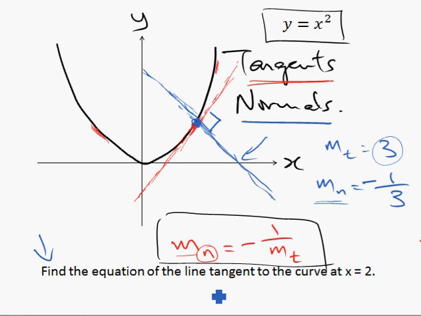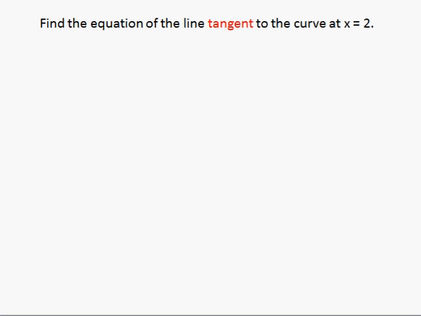So, the question. Find the equation of the line tangent to the curve at x equals 2. Okay? So, this is the question. How do we do it? Let me run through this with you. First of all, what you need to do is find the gradient of my tangent, mt.